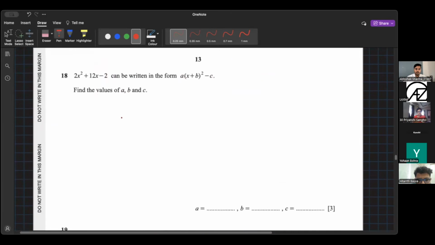Let's move on to question number 18 now. It says 2x squared plus 12x minus 2 can be written in this form. Find the values of a, b and c. So first, we can clearly see that a is common outside the bracket. Here also, can we take 2 common and write x squared plus 6x minus 1? Then only can we write the quadratic in the completing the square form.